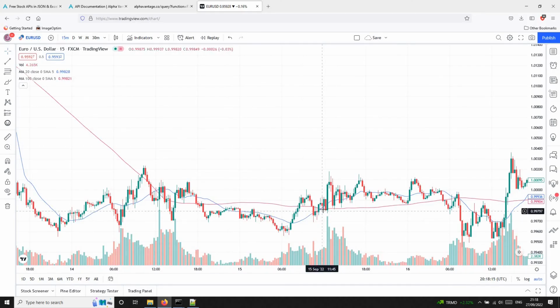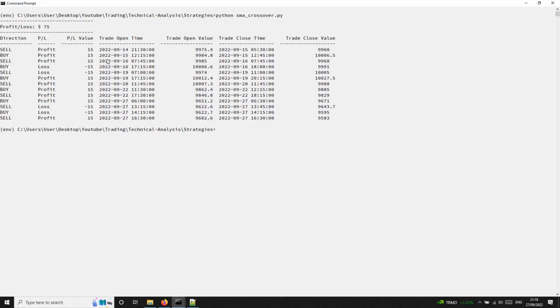As you can see, M20 crossed over, we took a buy signal, and then of course it has gone up, so it hit our profit target of 15 pips. So that's why we have the profit. So that's how, guys, you can get into the analysis. This one, from 14th of September to 27th of September, with profit and loss gives us $75 of profit.